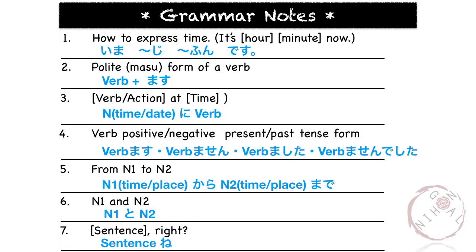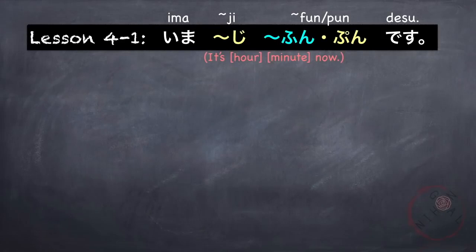So here are the grammar points that we would learn in this lesson. The first one is how to express time. 今、何々時、何々分です。Ji is the suffix added that means o'clock, and fun or pun is the suffix added that means minute.